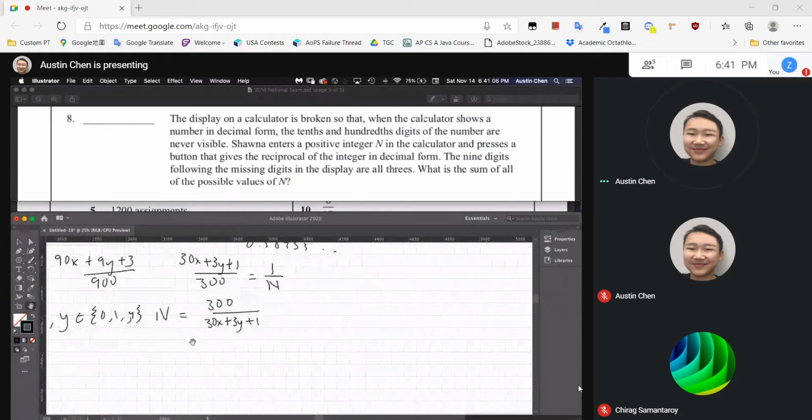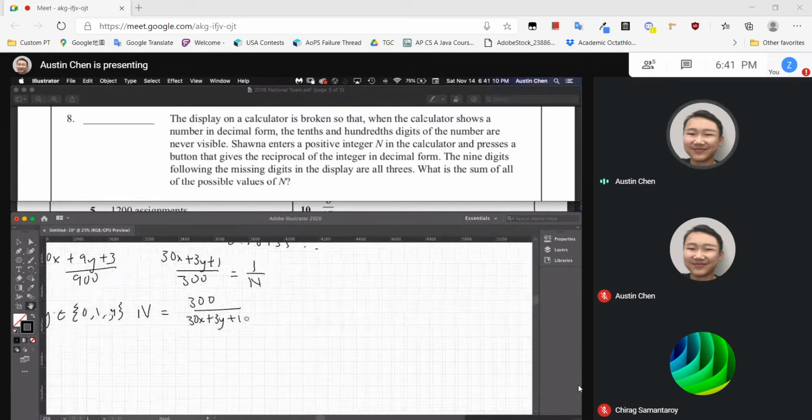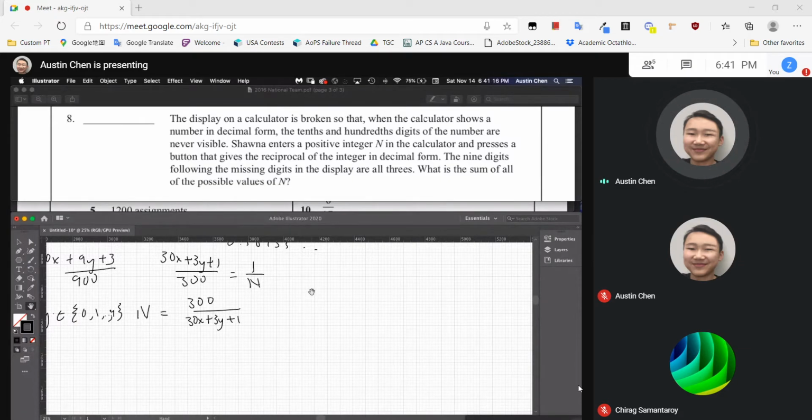All right. So what can we do here? We can list out the factors of 300 and then try to find x and y's for those. What do you think, Bill? Do you think that's the best way?